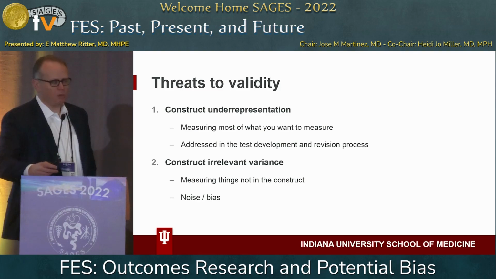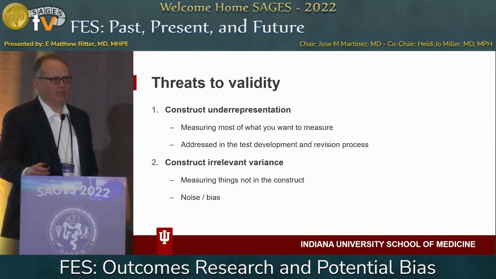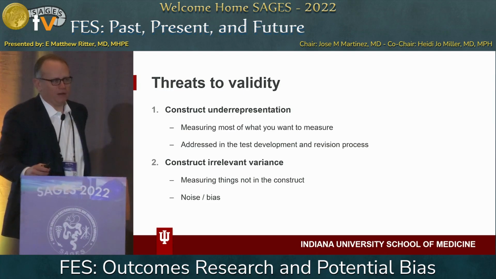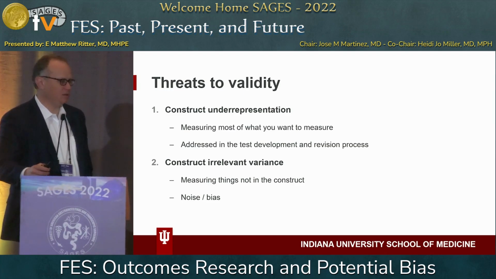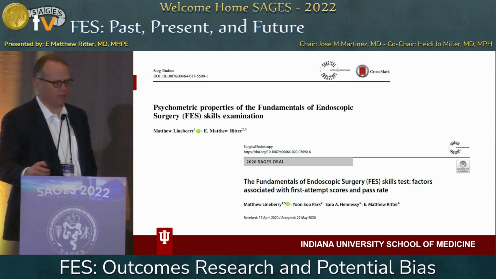The piece that we're going to talk more about is called construct irrelevant variance, and this is a concept where you're measuring things that aren't in that construct. A good example would be if you took a written test in English and gave it to non-English speakers, you would be measuring mostly their English proficiency rather than their actual knowledge of that field, right? That's an easily conceptual understanding of construct irrelevant variance. If you're from an engineering background, it's also kind of noise, right? What you want to measure is signal, and construct irrelevant variance is noise. So we've gone through a process to identify and mitigate some of these pieces in FES.